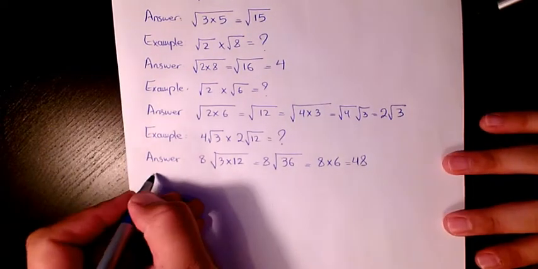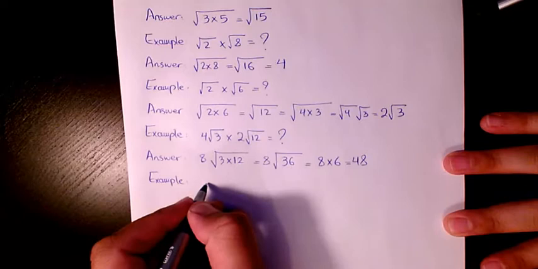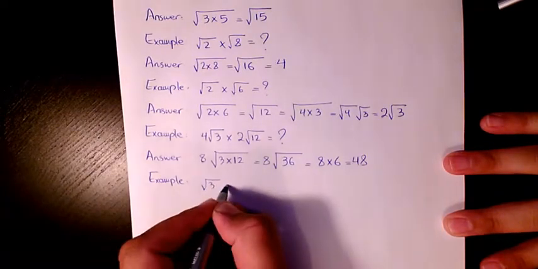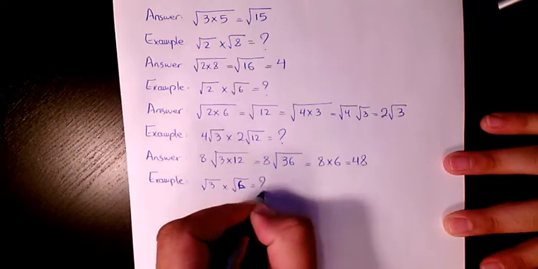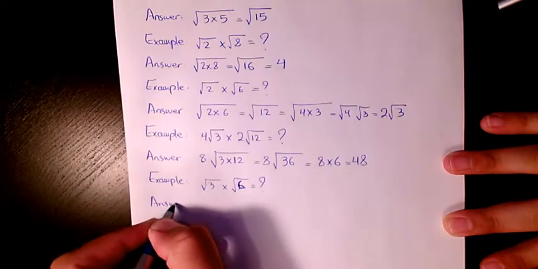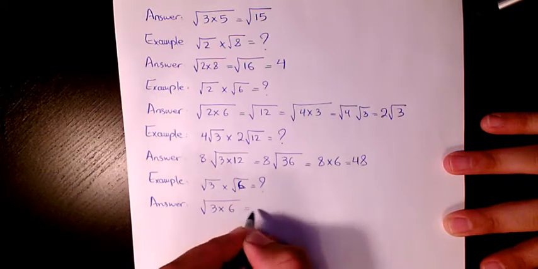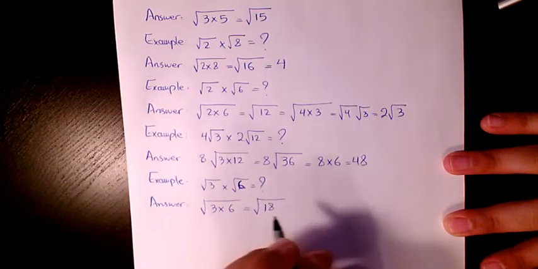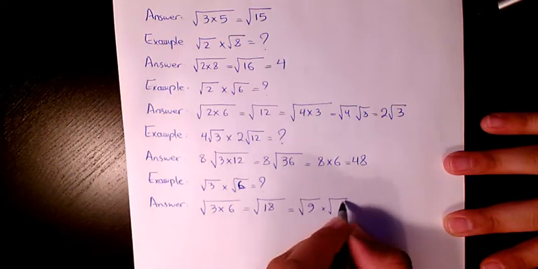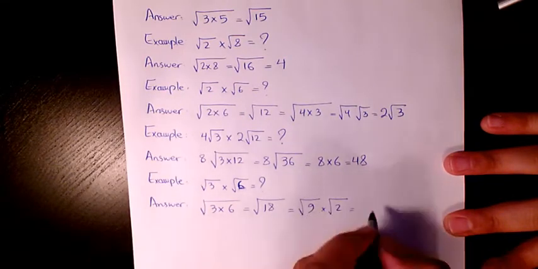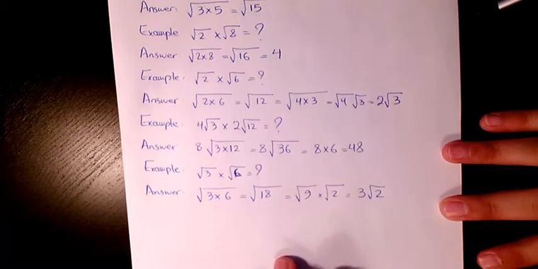Next example, square root of 3 times square root of 6. The answer is square root of 3 times square root of 6, which will be square root of 18. And 18 is square root of 9 times square root of 2. 18 is 9 times 2. So square root of 9 is 3, so the answer will be 3 root 2.